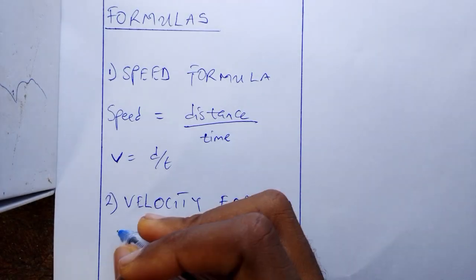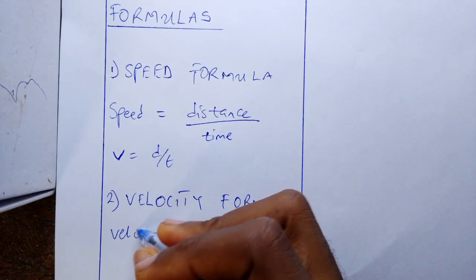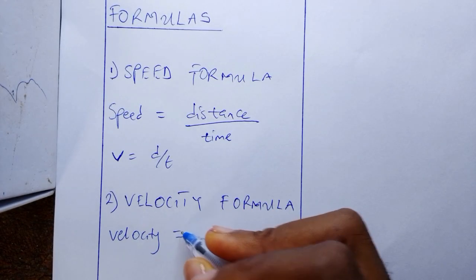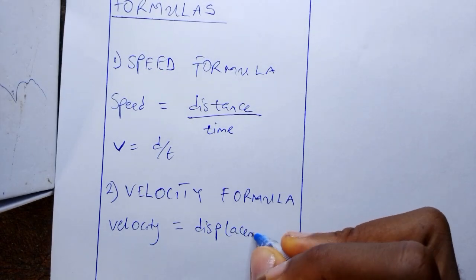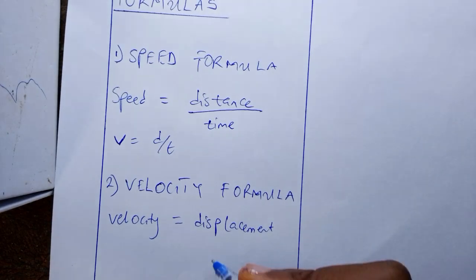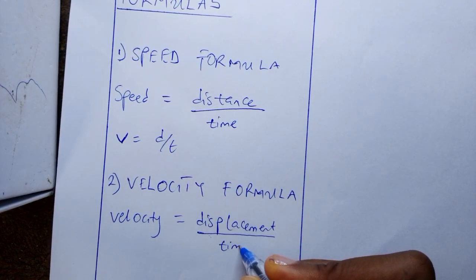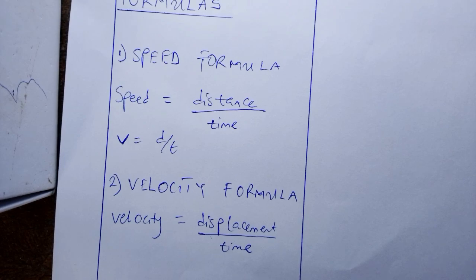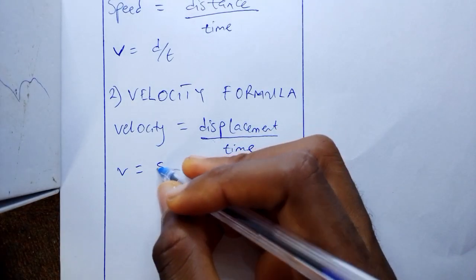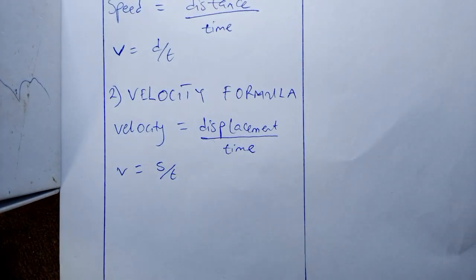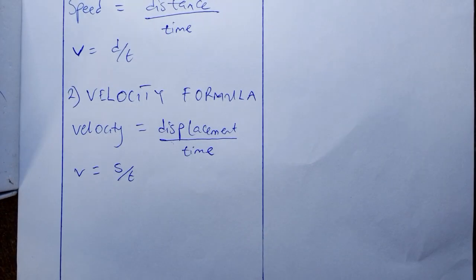And our velocity V is displacement over time. Our velocity is displacement over time. Or you can say V equals S over T. This is the symbol for velocity. And displacement is distance traveled in a specified direction, for additional knowledge.